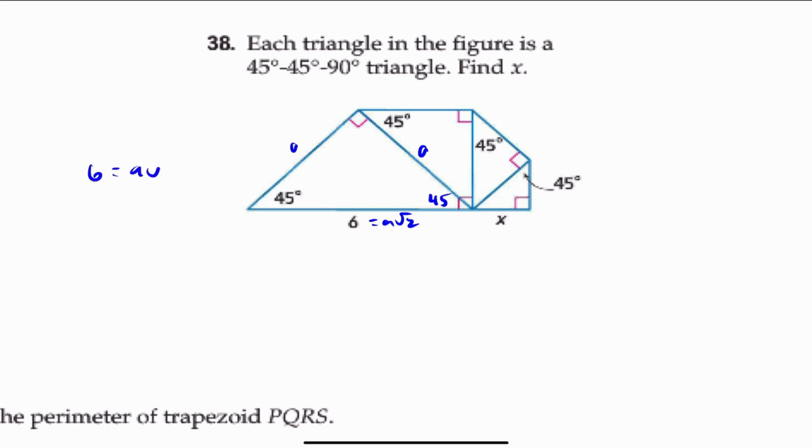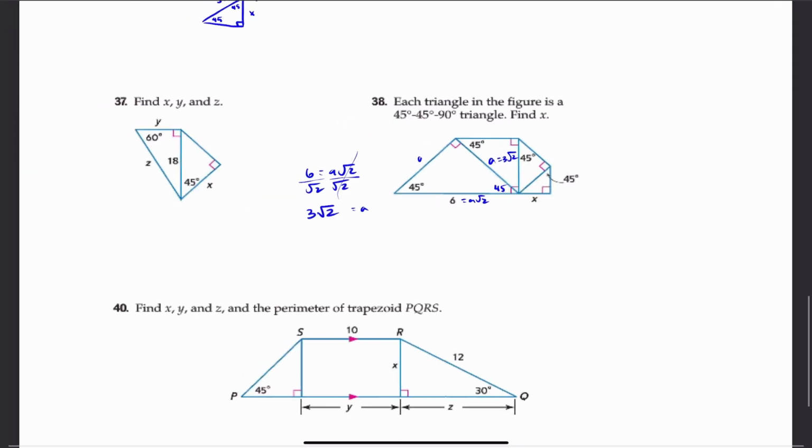So 6 is equal to A root 2. If I divide both sides by root 2, the trick here is 6 divided by 2 is 3, and then you're going to slap on the root 2. So 3 root 2. And then that's going to equal A, right? So A is equal to 3 root 2. And then you're going to look at this triangle. It's a 45, 45, 90 triangle. You're going to have to relabel, okay? And then work your way down to get to this part here.